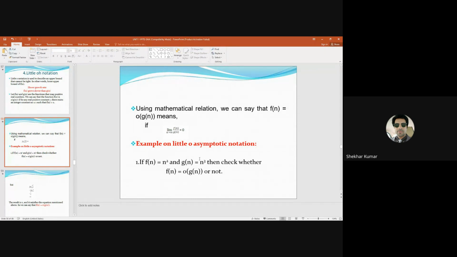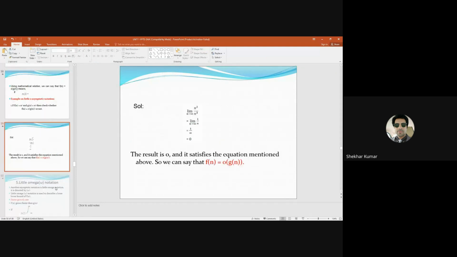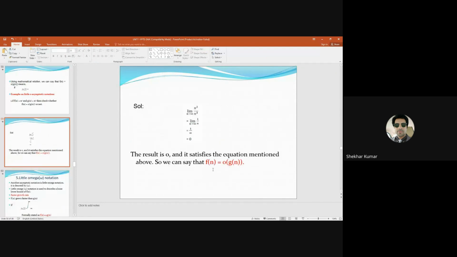Suppose that f(n) equals n square and g(n) equals n cube. Then check whether f(n) is little o of g(n) or not. Is n square little o of n cube? You can check that: n square upon n cube will be 0. So it is little o of n cube.